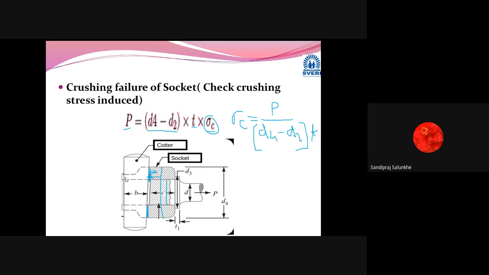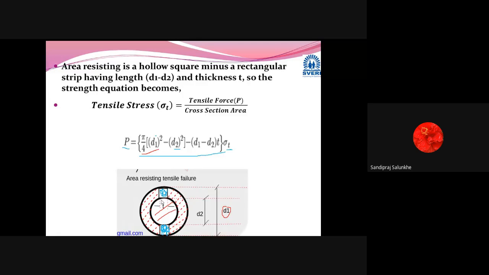Okay, and this socket is going to transfer this load to the other end of that socket. That's why this much load is applied. So force divided by area. Now, which area is sustaining this crushing? This much length plus this much length, multiplied by its thickness. So how much thickness is there for the quarter? This much thickness. That means this area is going to sustain that crushing force.